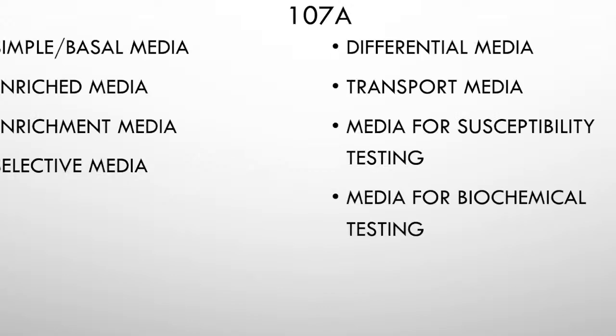Enumerate the types of culture media based on function. We have simple media. We have eight types actually. This is important. Okay. We have simple or basal media, enriched media, enrichment media. We have selective media, differential media, transport media, media for susceptibility testing, and media for biochemical testing.